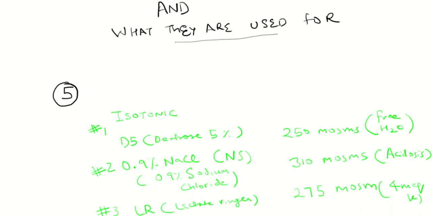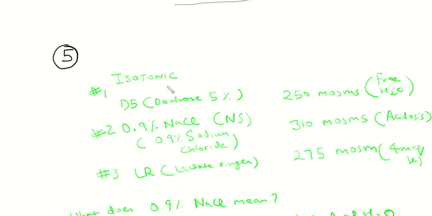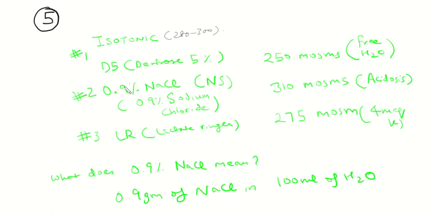Okay. So let's start. Isotonic fluids are the same as my plasma osmolarity, which usually runs 280 to 300, and this is very close to where they're going to be. I have three big ones: 5% dextrose, 0.9% sodium chloride, and lactated Ringer's. I abbreviate them as D5, NS or 0.9 NS, and LR. Again, we use abbreviations.